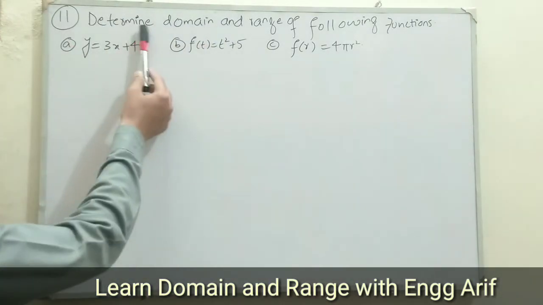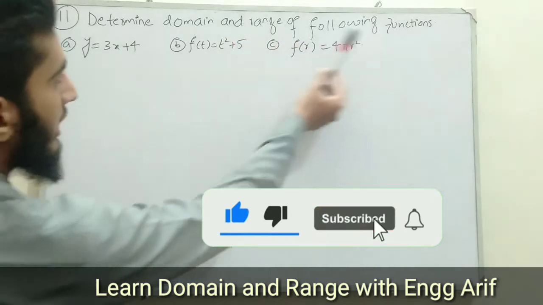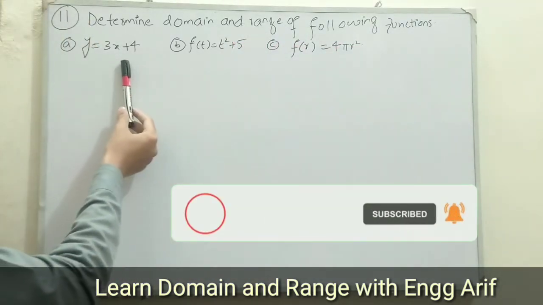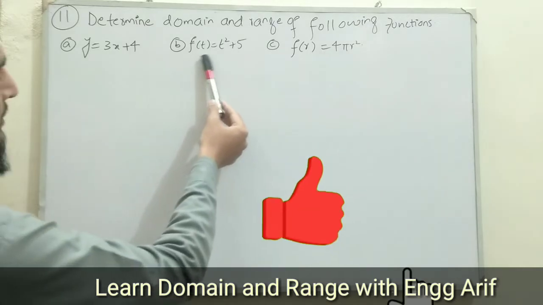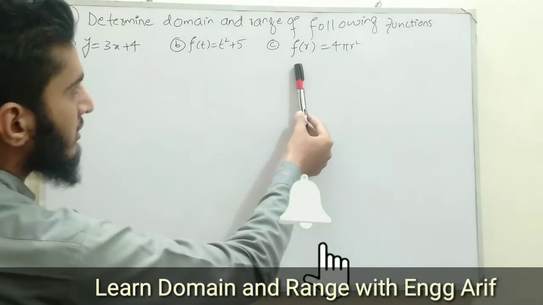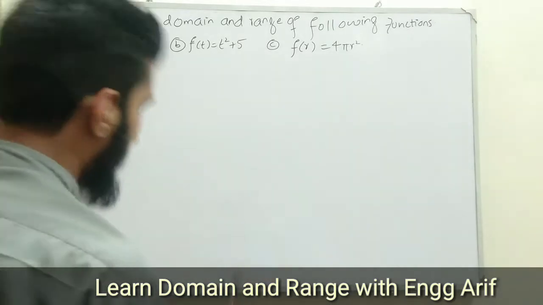It tells us to determine the domain and range of the following functions. The first function is y is equal to 3x plus 4. The second function is f of t is equal to t square plus 5, and the third function is f of r is equal to 4 pi r square.